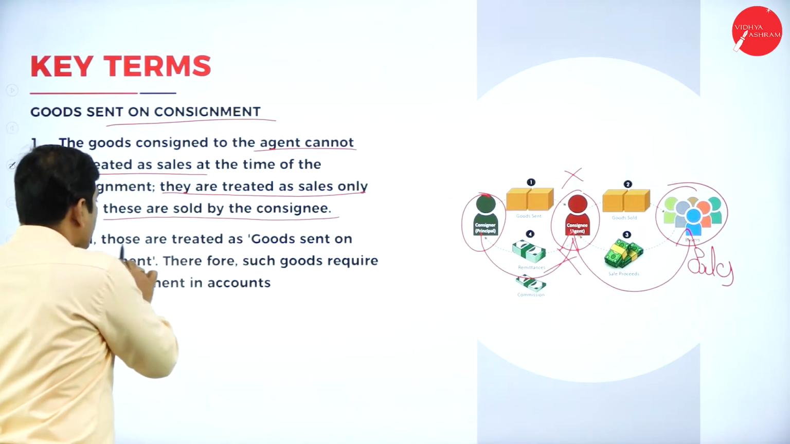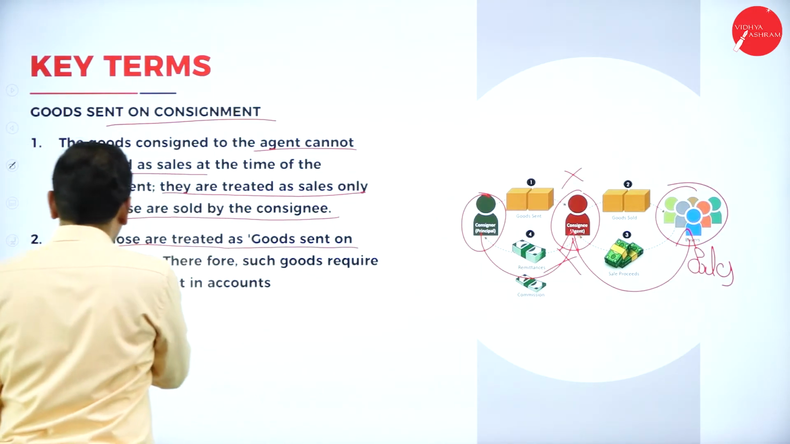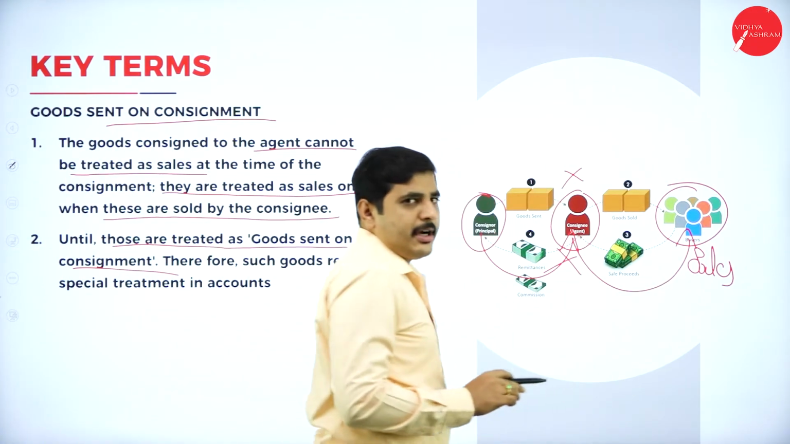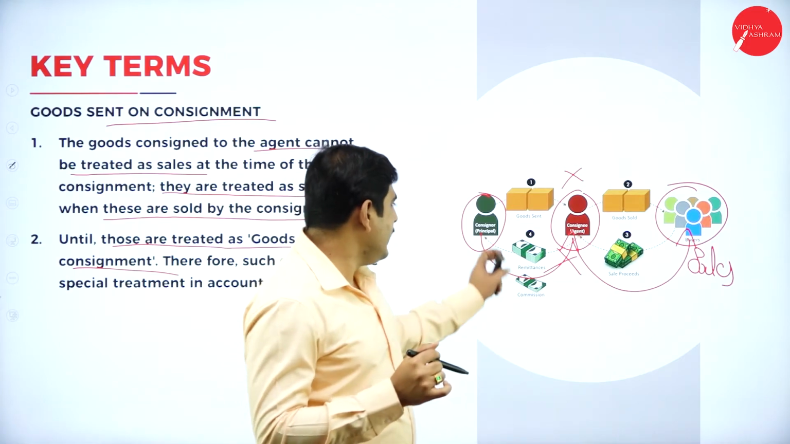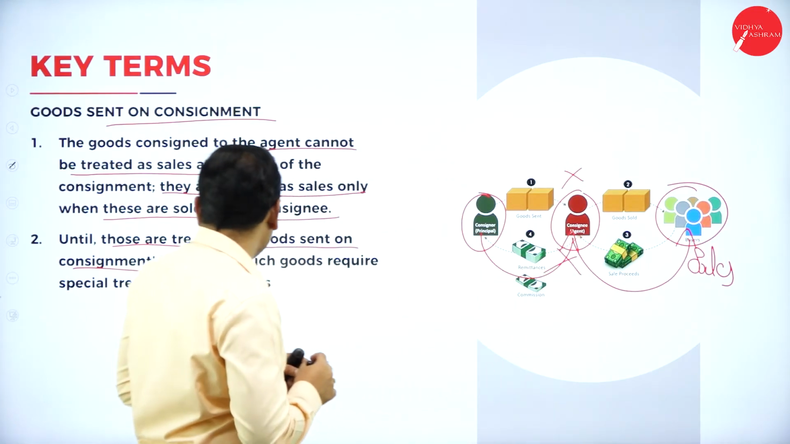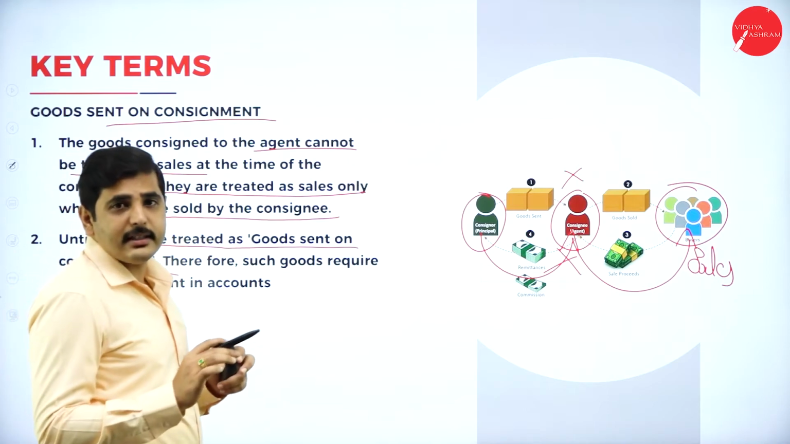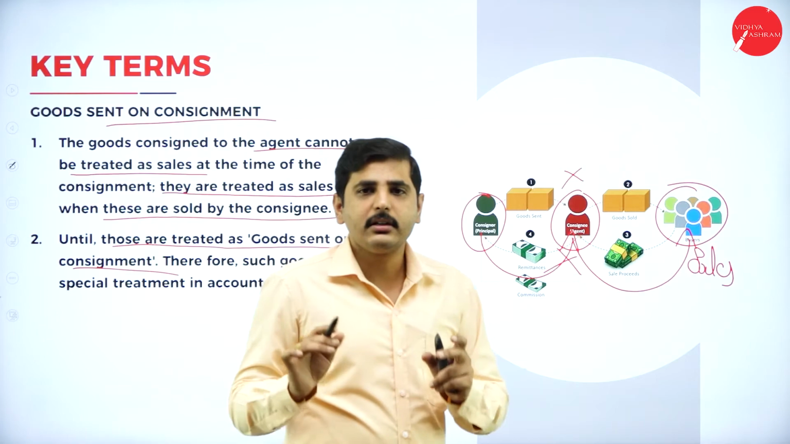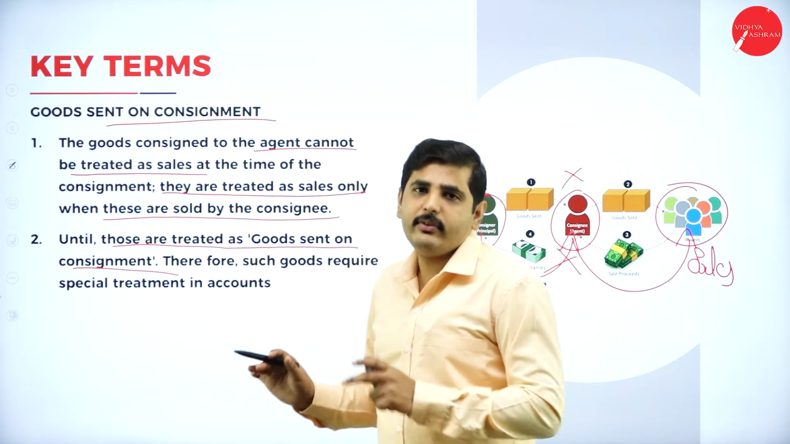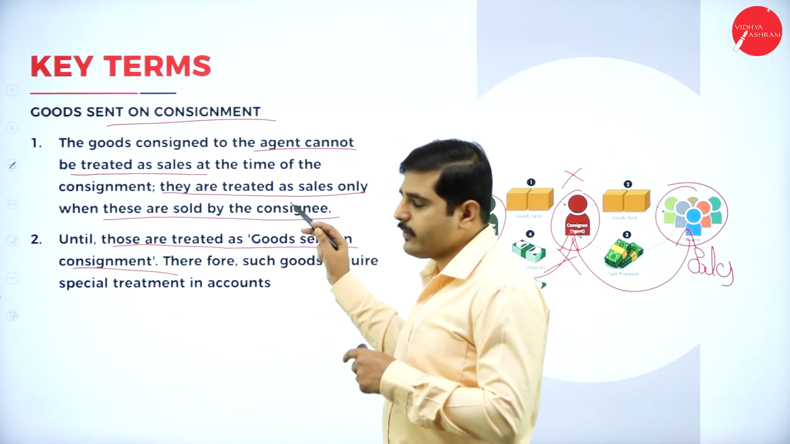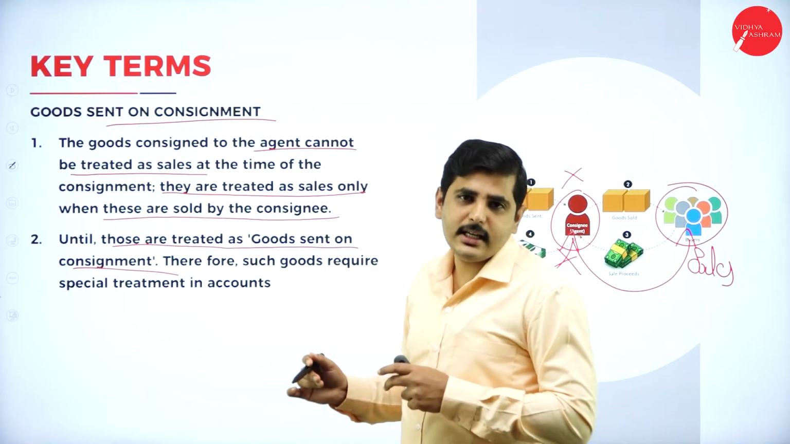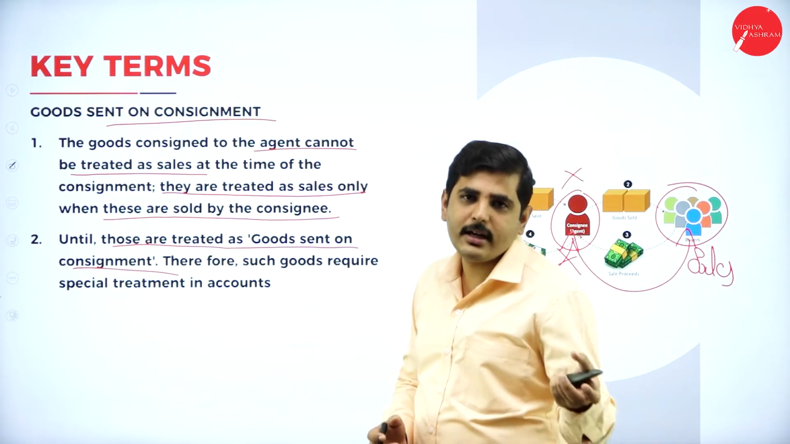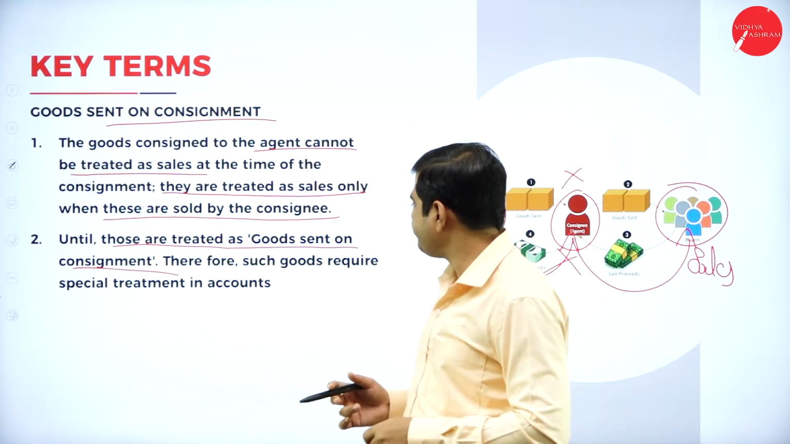Until then, those goods are treated as goods sent on consignment. Till the goods reach the customer and the customer pays the amount, we will treat them as goods sent on consignment, not as sales. We will create a separate account called goods sent on consignment account. Whatever goods are transferred to the consignee will be transferred to the goods sent on consignment account. Once sold to the customer, it is transferred to the sales account.